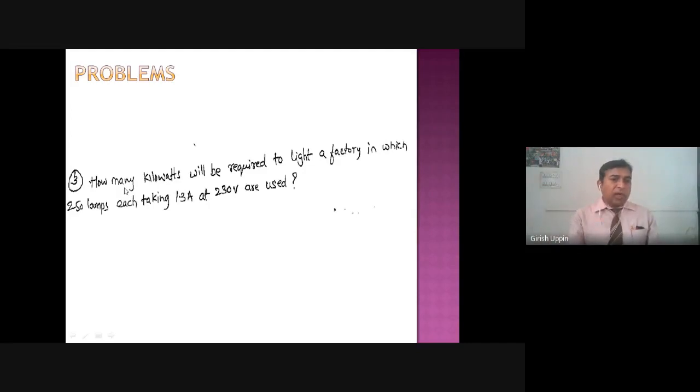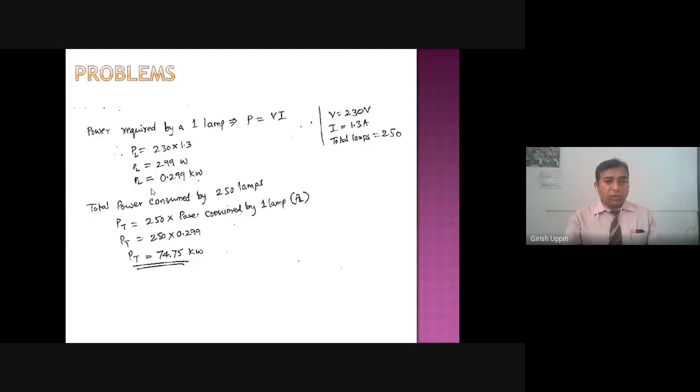If they ask how much power will be consumed, it is your wish. If you want to represent in watt or kilowatt, that is your wish. But in the problem itself they have asked how many kilowatts, so they want to specifically know in terms of kilowatt. If you don't represent in the unit they have asked, they might deduct 1 or 2 marks. Better to follow the units if specified. Otherwise, you can choose your own units, whichever is convenient.